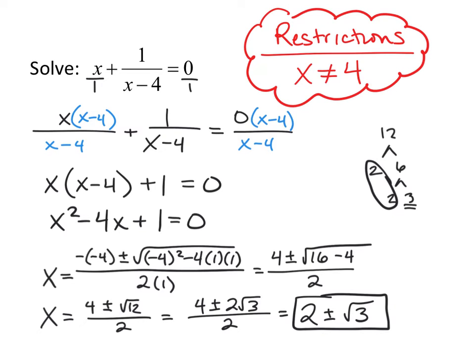Now I have to make sure, again, that they're okay for my restrictions that I started with, but my only restriction was that x could not be 4, and this is not 4. This is 2 plus or minus the square root of 3. So both of these solutions check out, and I'm okay.